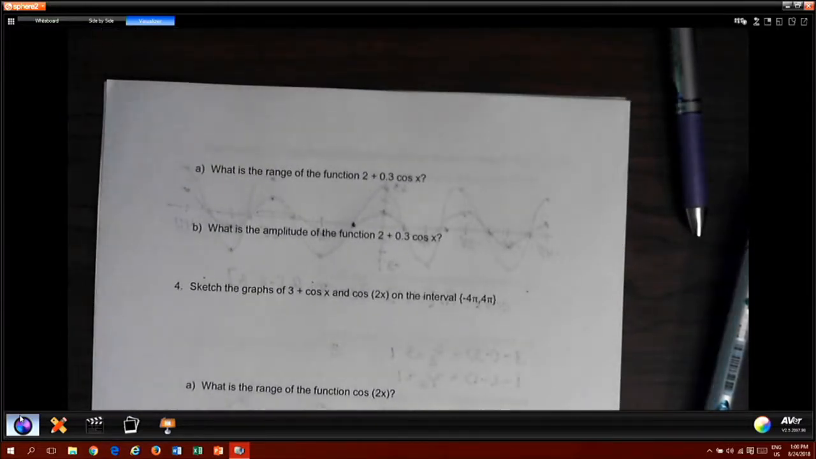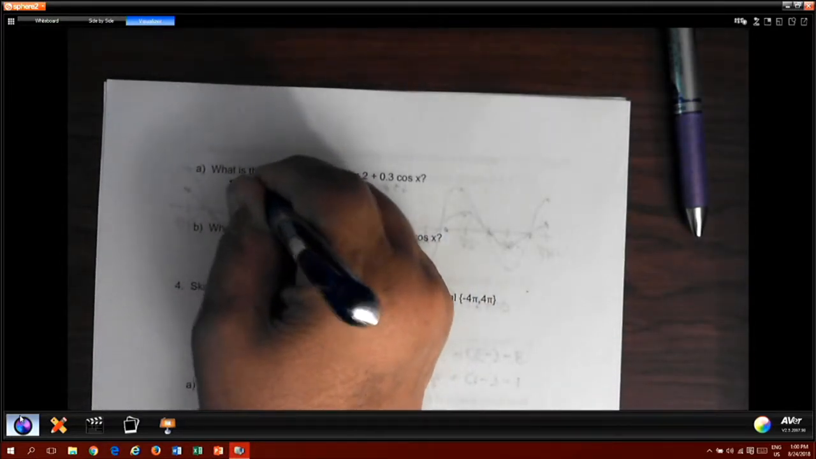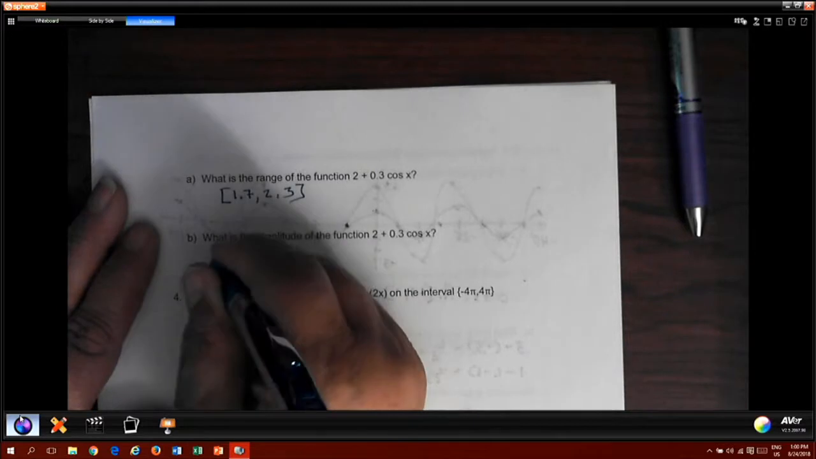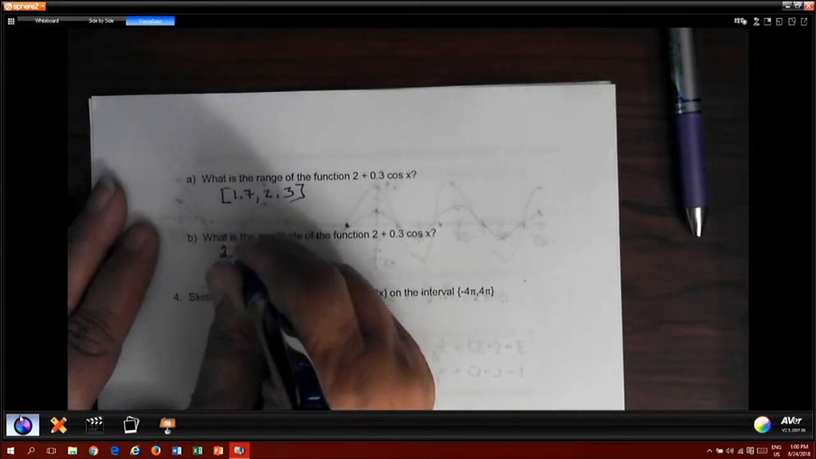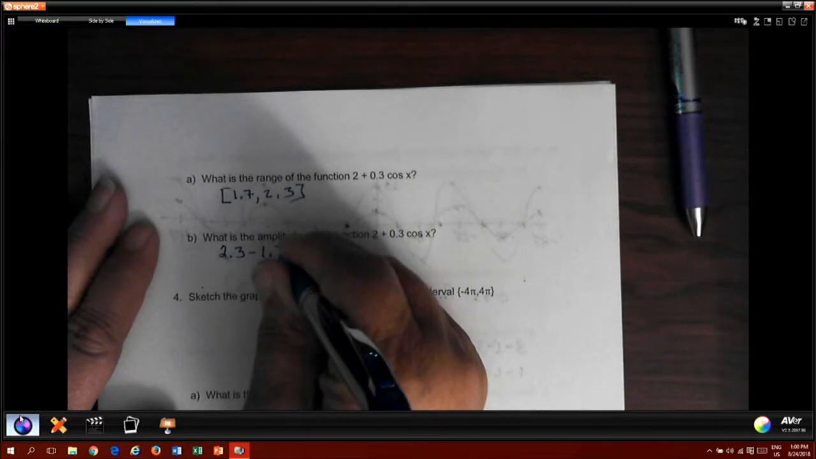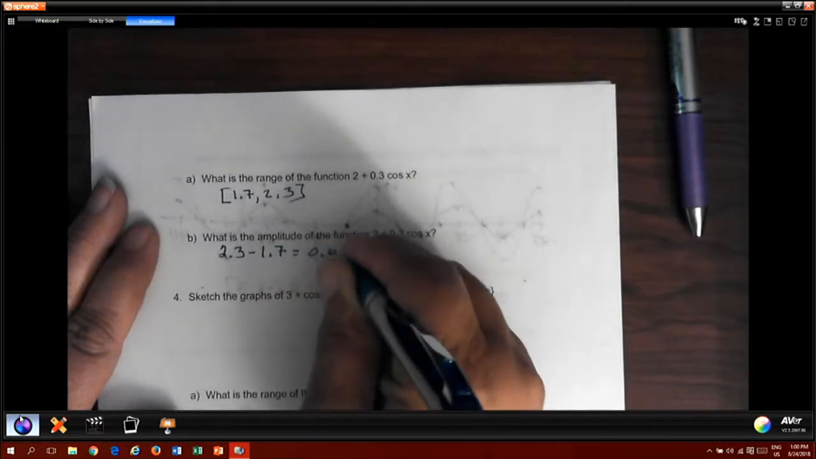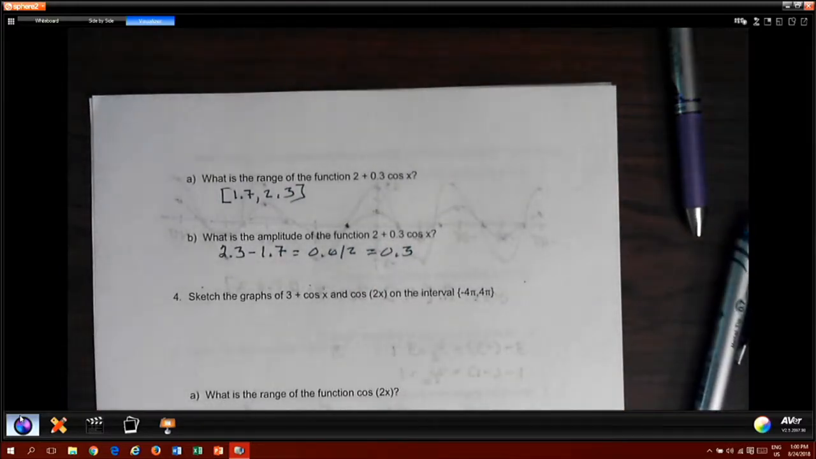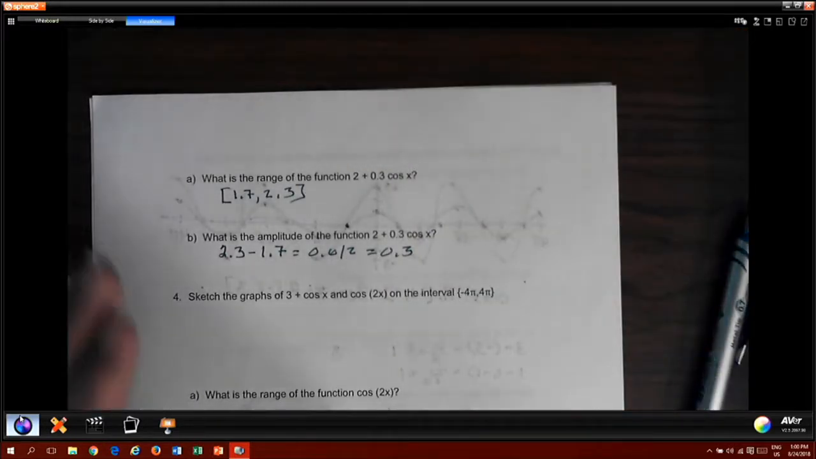Okay. And then looking at our range of the new function, the range of the new function is from 1.7 to 2.3. And then the amplitude is 2.3 minus 1.7, which is 0.6 over 2, which is 0.3. Now we're going to change it a little more.